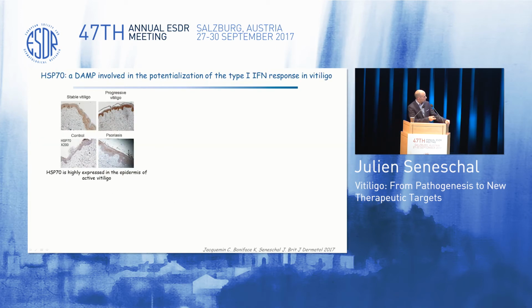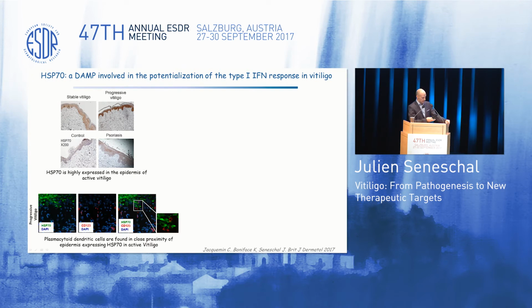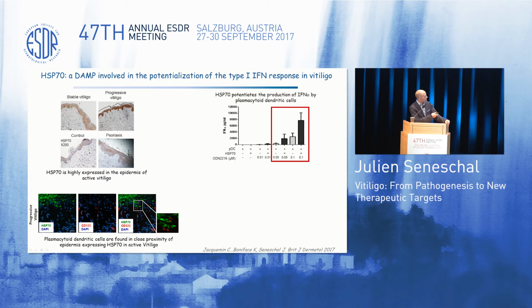In vitro, when we cultured plasmacytoid dendritic cells, we found that these cells can respond to TLR9 agonists to produce interferon alpha, but when we added HSP70, it potentiated the production of interferon alpha by PDCs in response to a TLR9 agonist. And then we found that interferon alpha is able to induce the production of chemokine ligands such as CXCL9 and 10 by keratinocytes, which have also been found important in vitiligo by John Harris' group.